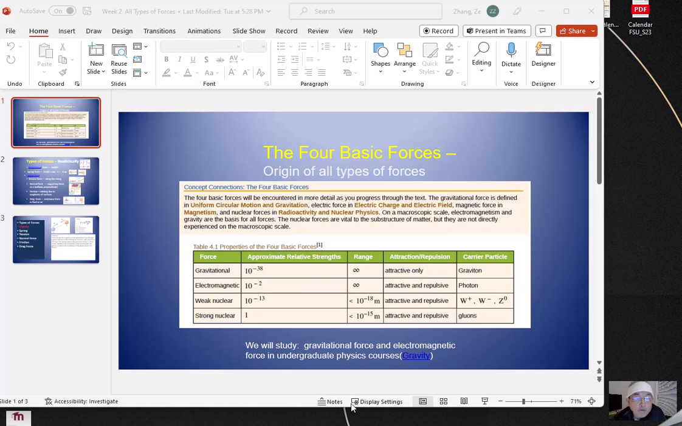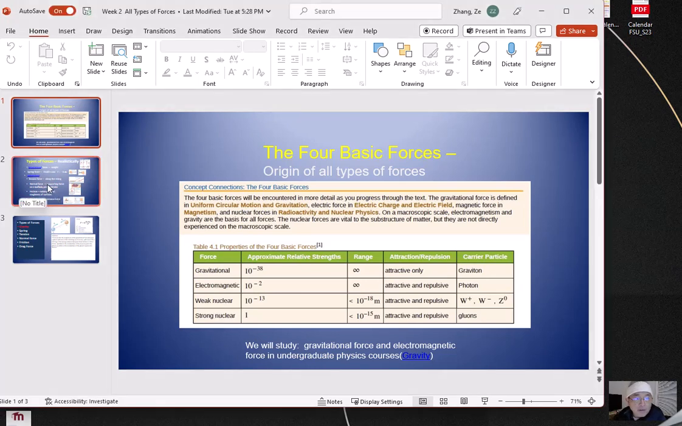One of the four fundamental forces is gravity, and there are three others. We will deal with gravity and electromagnetic in this course and leave the other two, weak nuclear and strong nuclear, for later physics if you want.